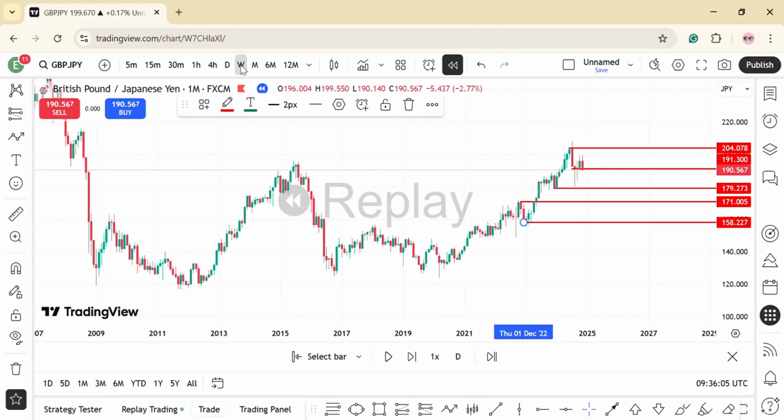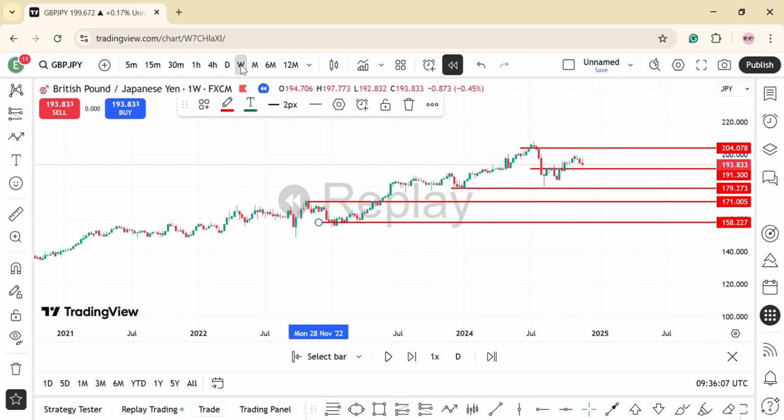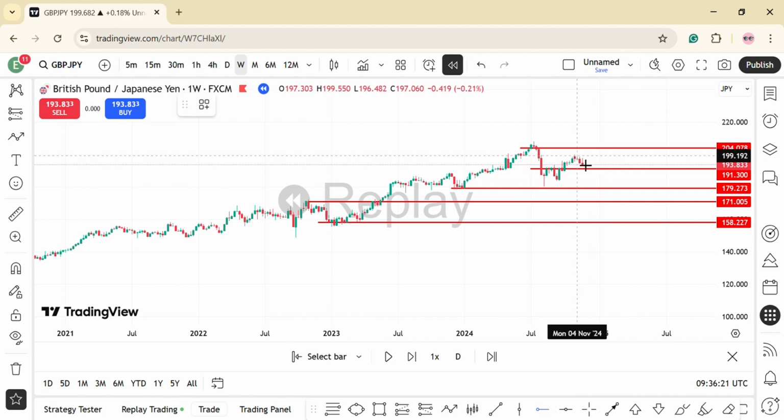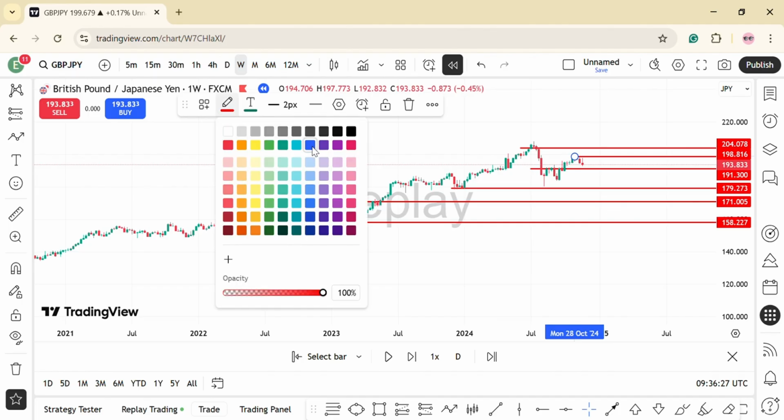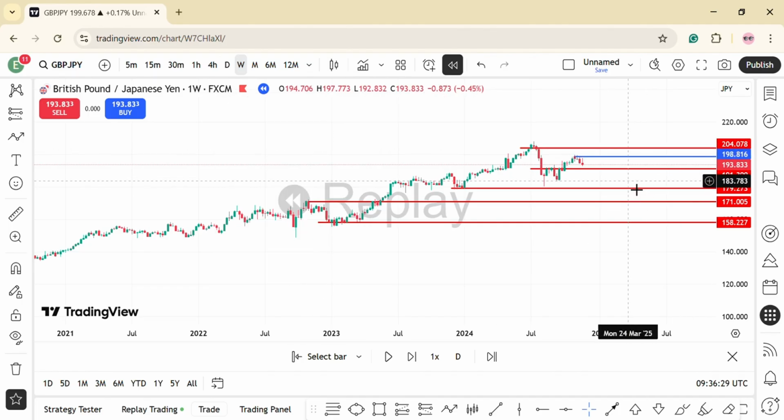Then now move to the weekly. Remember top down analysis, we analyze the market from the top to the bottom. So now to the weekly. Now mark out your current zone on the weekly. We have one zone here. Let's use these two but with a different color to differentiate our weekly zone from our monthly zone. Okay, we have this.